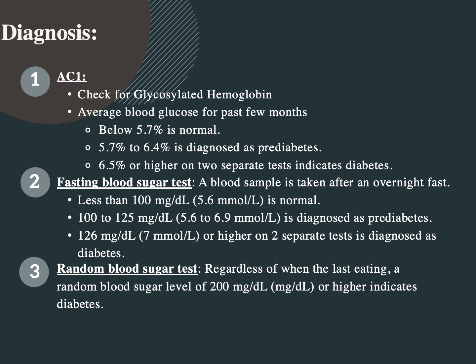Another test is the random blood sugar test. This test is regardless of when the last meal was. A random blood sugar level of 200 mg per deciliter or higher indicates diabetes.